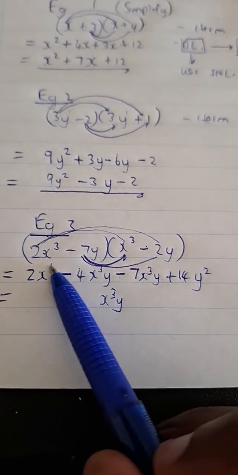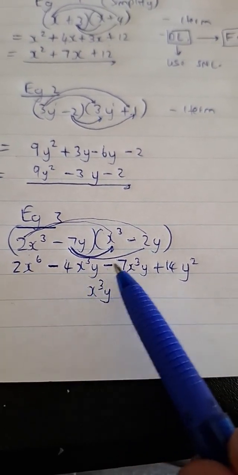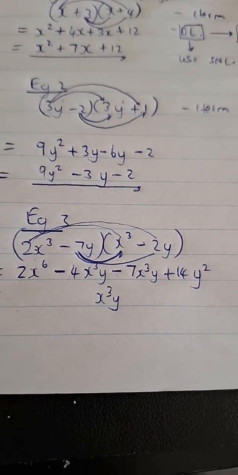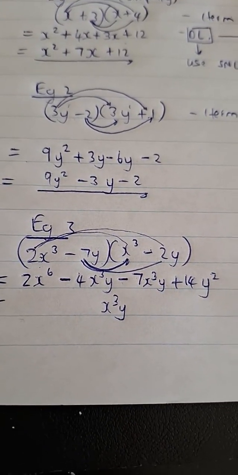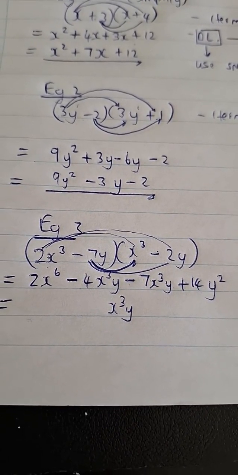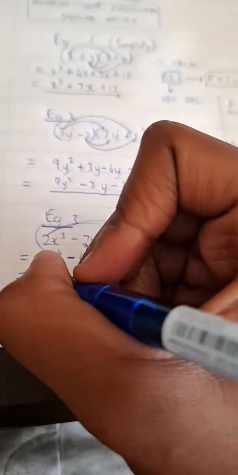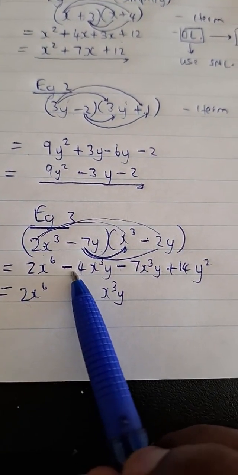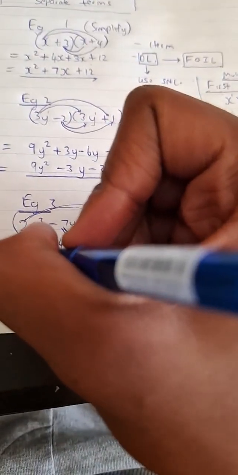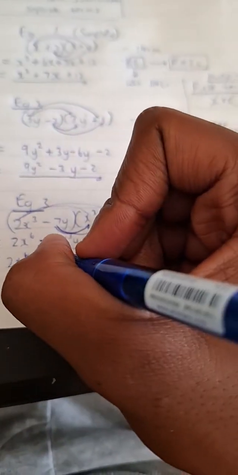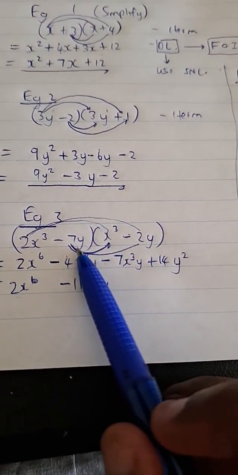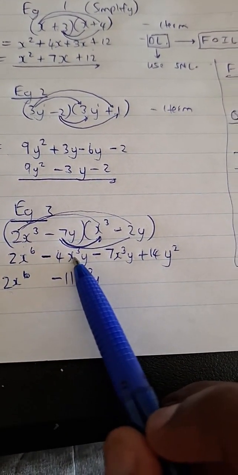Please, guys, don't butcher this. I've seen people say 4 minus 7 and they write negative 3. I don't know why. So please take note of the sign for each coefficient. So negative 11, yes, negative 11, same jersey, same tie.